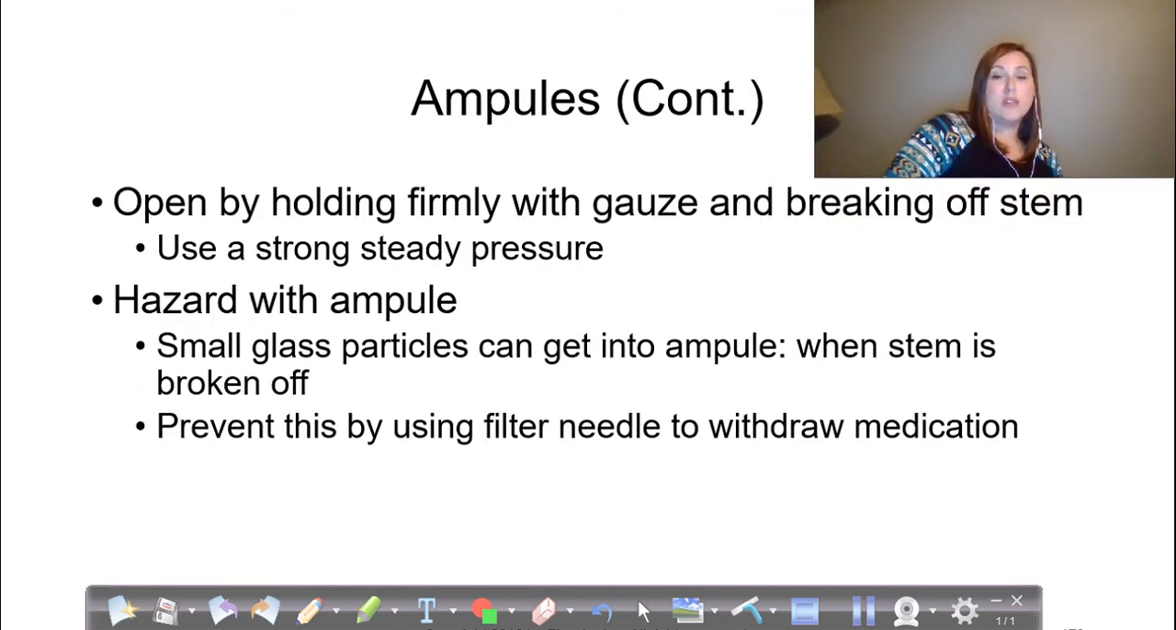You want to hold on to the ampule firmly with gauze. So you would hold on to the bottom of the ampule with one hand. You'd take your other hand with gauze and you'd break it away from you. The only hazard with this is that small particles can get into that ampule when the stem's broken off. So you always want to use a filter needle when you're withdrawing medication from that. Once you've got your medication out, you can switch to whatever needle you're going to inject the patient with.